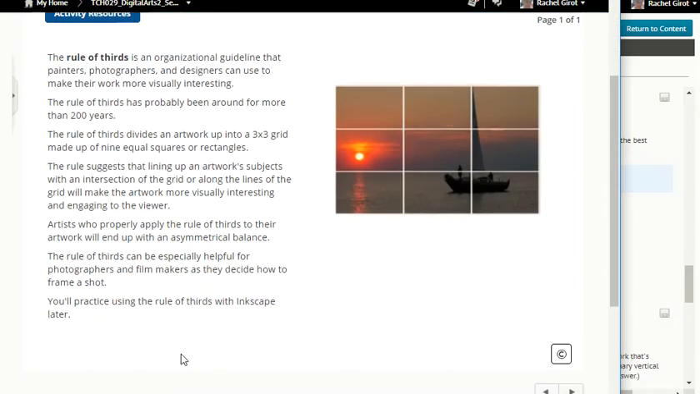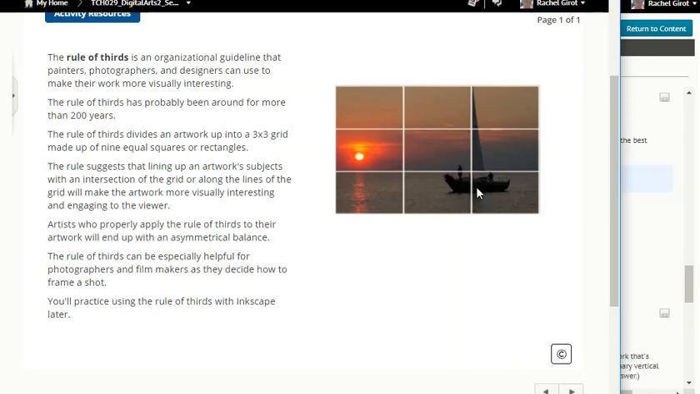Rule of thirds is an organizational guideline that painters, photographers, and designers can use to make their work more visually interesting. The rule of thirds has probably been around for more than 200 years. The rule of thirds divides an artwork up into a 3x3 grid made up of 9 equal squares or rectangles. The rule suggests that lining up an artwork's subjects with an intersection of the grid, which would be these points right here, or along the lines of the grid, which they've done. Look at the horizon line and the sailboat masts are on the lines. This will make the artwork more visually interesting and engaging to the viewer.